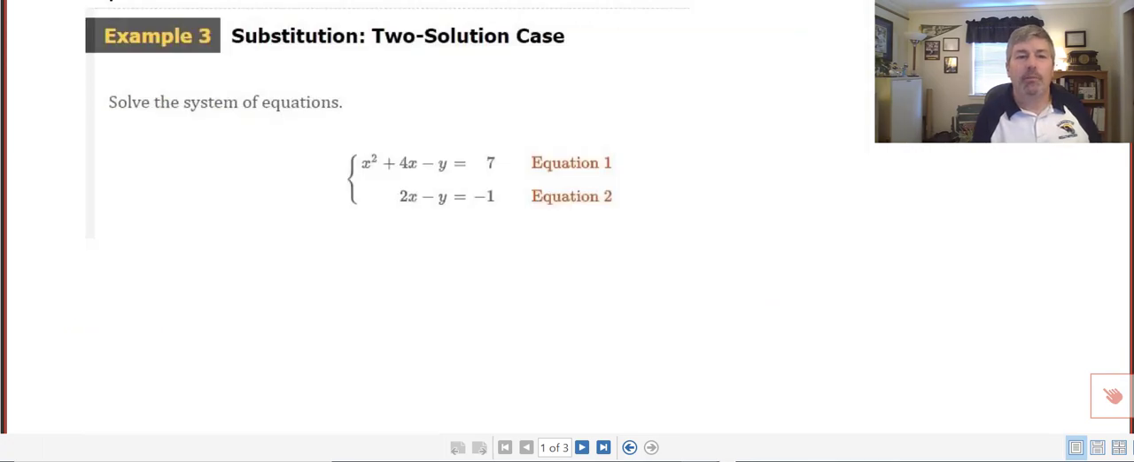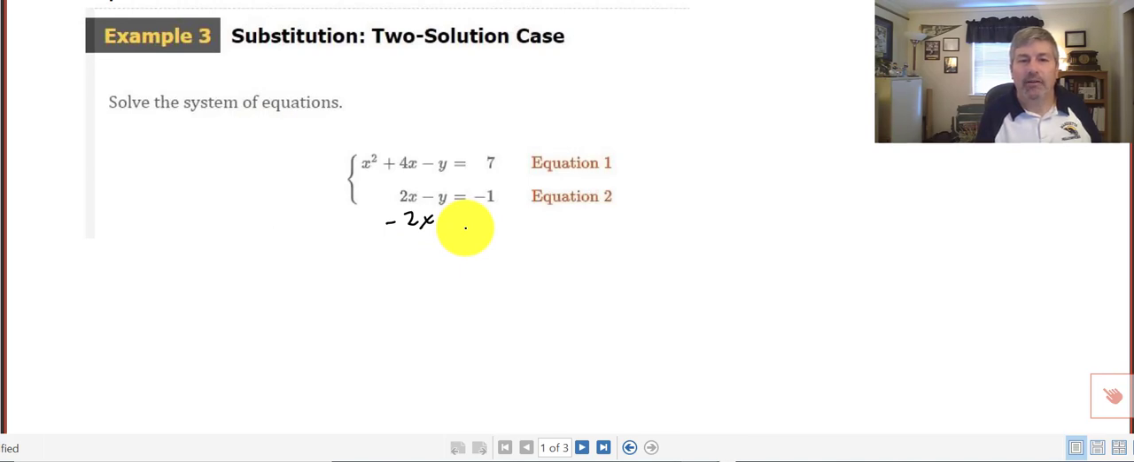We're going to solve this particular system of equations, and this is a two-solution case. Because we have x squared, we have a quadratic, so we could have two different solutions for x and y. So let's take a look at this using the substitution method. We can subtract 2x from both sides. It appears equation 2 is going to be easier to work with.